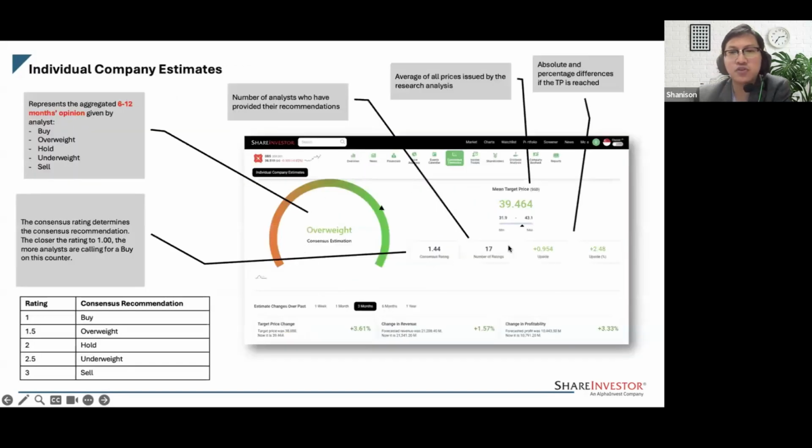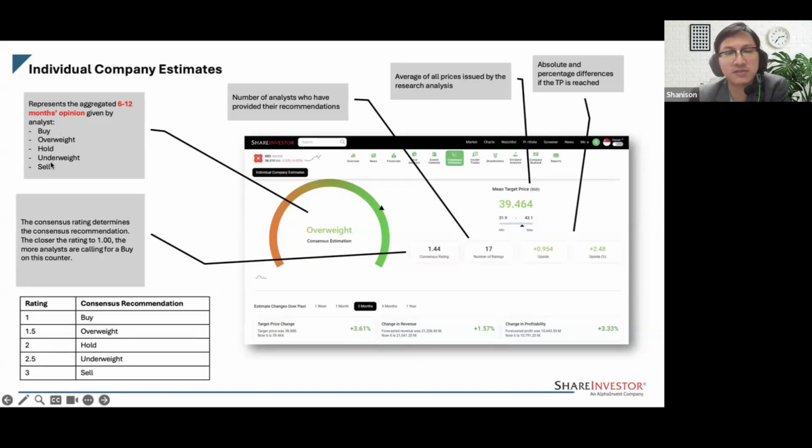Under the individual company's consensus estimates, there's a lot of information over here. At a glance, you see these very colorful things which show the overall consensus estimate. In this case, this is DBS Bank as a screenshot, and it shows overweight. There are five ratings from the analysts: buy, overweight, hold, underweight, and sell.